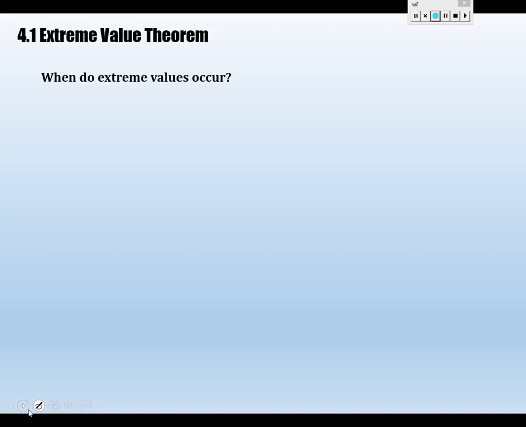Maybe you haven't ever stopped to do some soul searching on this question, but when do we expect extreme values to occur? Like with the Mean Value Theorem, we had some conditions. Could we find some conditions under which we can guarantee that there will be a maximum or a minimum? Can you think of some, especially if you haven't taken calculus before? I'd love to hear from you. Do you have a suggestion, John?